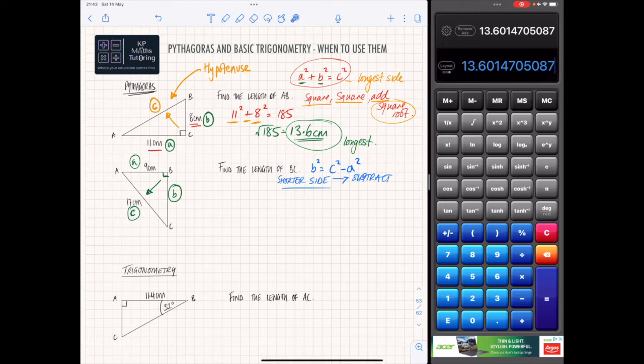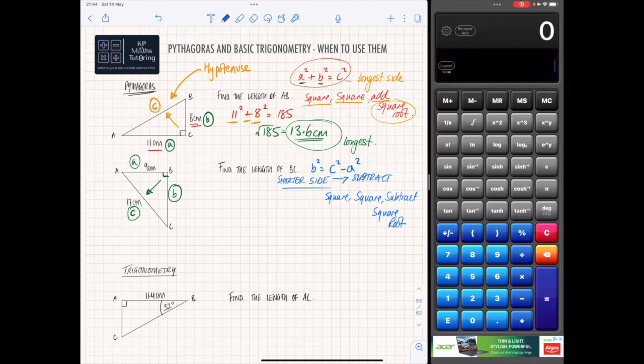And what I mean by that is we still follow our process we had up here, our square, square, add, square root. But instead of saying add, we're going to go square, square, subtract, square root. So if you're not happy using the formula I've given you here, b squared is equal to c squared minus a squared, if you want to think about it like this: square the side, subtract. The reason we're subtracting is because we're now finding a shorter side, and then square root.